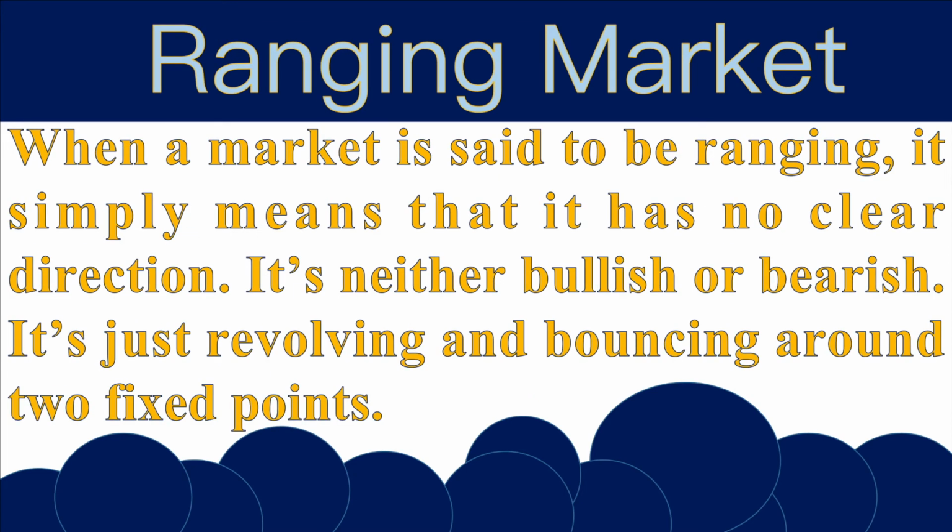Then, ranging market. When a market is said to be ranging, it simply means that it has no clear direction. It's neither bullish or bearish. It is just revolving and bouncing around two fixed points. This is an exact opposite of trending market. So when market is just moving between two prices, going up and coming down without having a clear direction, it is said to be ranging.